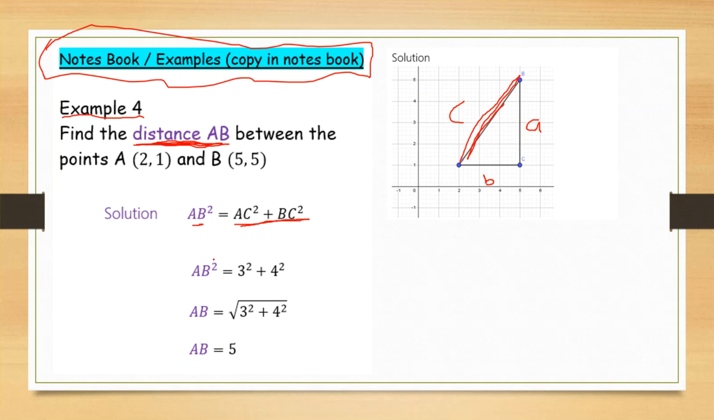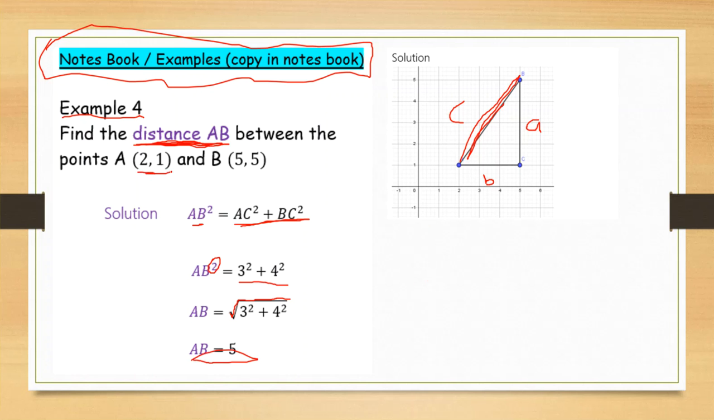So AB squared equals 3 squared plus 4 squared. And then when that square root disappears, it goes over this side. We have this positive value. And on that, we do that part on our calculator and we get 5. So it's just like Pythagoras' theorem, but we're using the Cartesian plane as well.